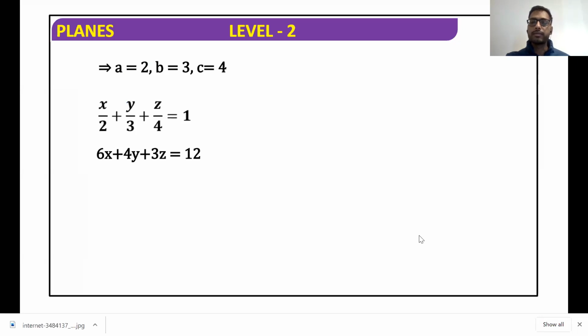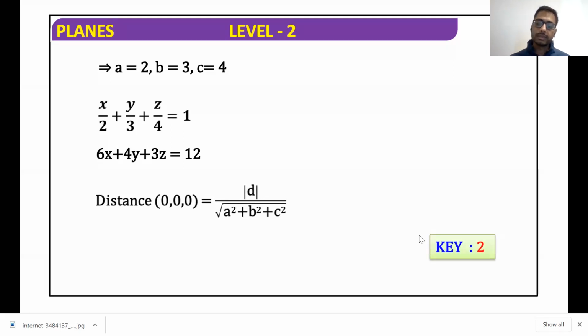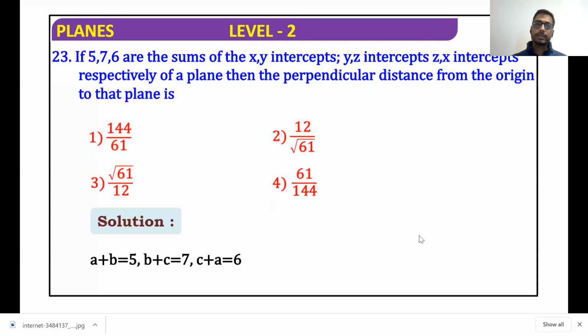And then I have my formula for perpendicular distance from origin, which is mod of d under root of a square plus b square plus c square. So d in this case is 12. Substitute your values to get your answer. Just go through the question once again.